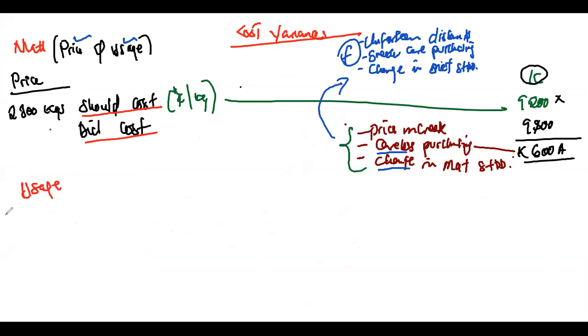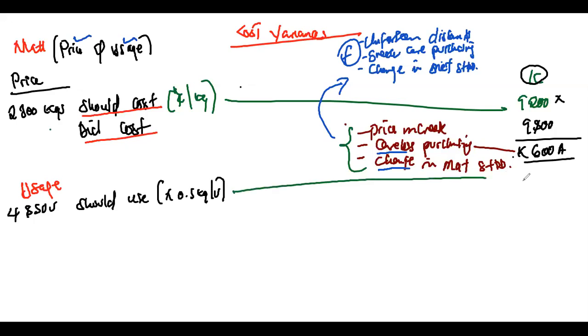We have 4,850 units. According to budget, they should use how many? You multiply this by 0.5 kgs per unit. So how much are we talking about here? If you multiply by 0.5 kgs, 2,425 kgs. This is what you're supposed to use.